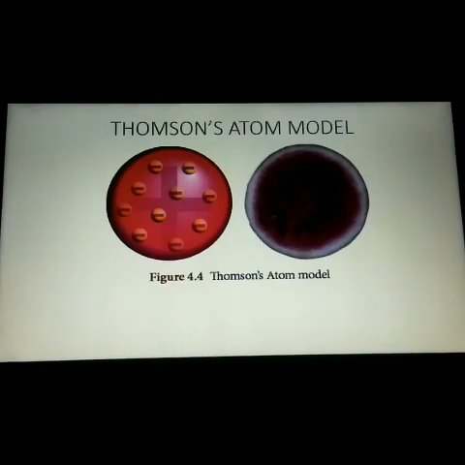So J.J. Thomson, an English scientist, proposed the famous atom model in the year 1904, just after the discovery of electrons. According to J.J. Thomson, the shape of an atom is spherical in nature, with a radius of about 10 power minus 10 meter, and the positively charged particles are uniformly distributed with the electrons arranged in such a manner that the atom is electrically neutral.